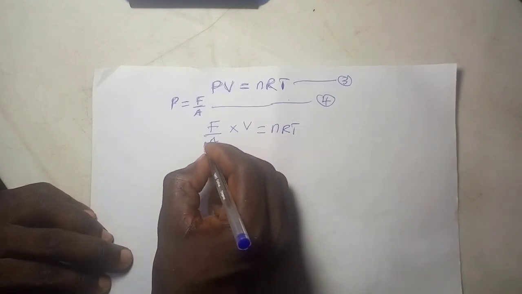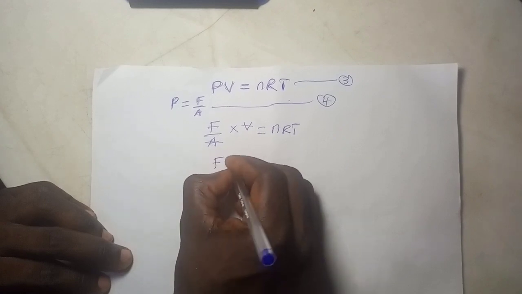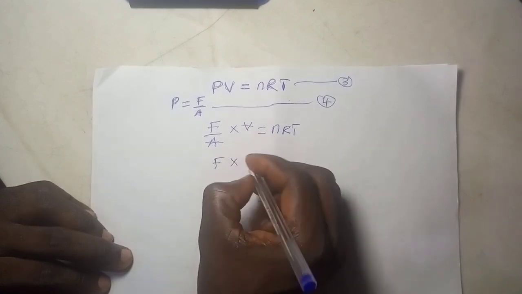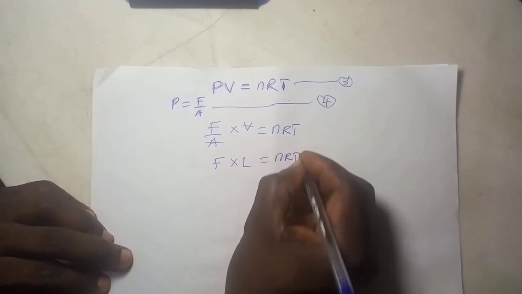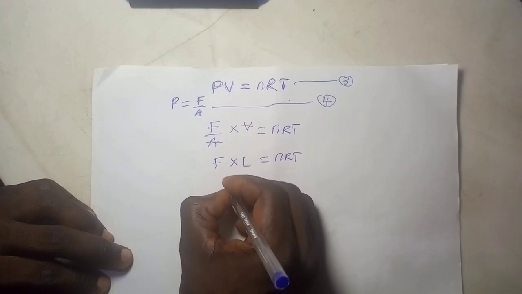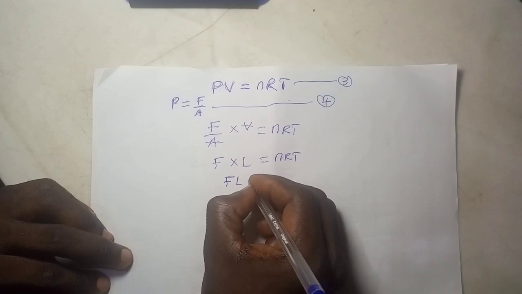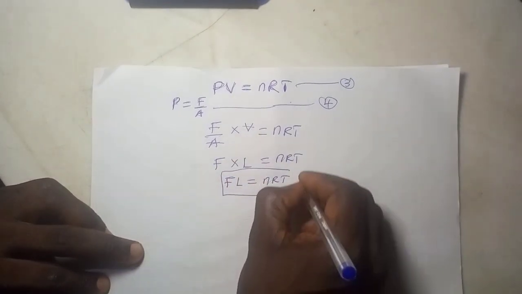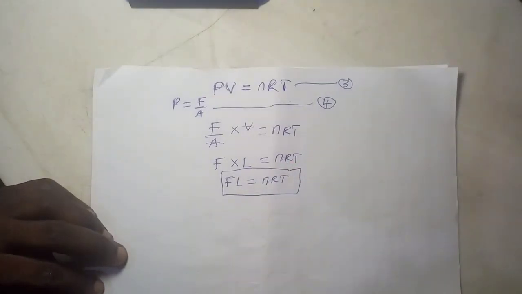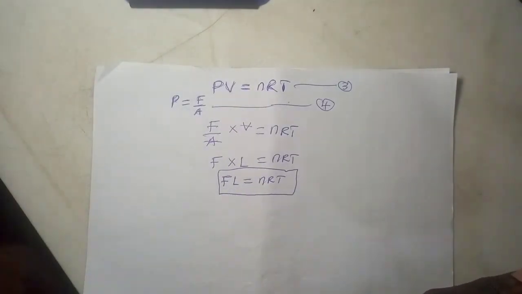That means you can cancel area from volume, so that you are going to have F times length is equal to nRT. So you can actually have FL or FD, the distance, is equal to nRT. This is also another formula that can be generated. I hope you understand.